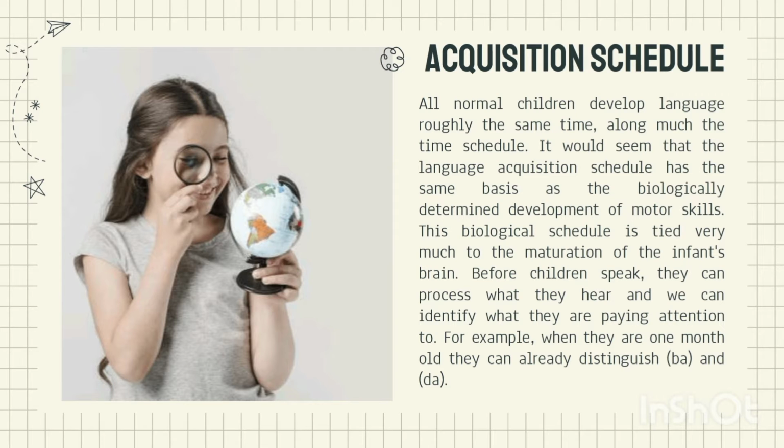Before children speak, they can process what they hear and we can identify what they are paying attention to. For example, when they are 1 month old, they can already distinguish ba and da.